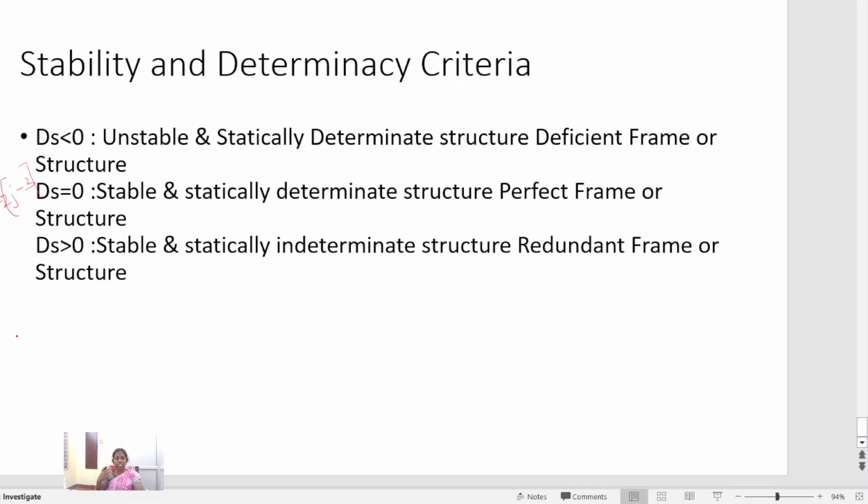The pin jointed structure means it indicates truss members. So with this, we conclude statically indeterminate structures. In the next video we are going to see about kinematic indeterminate structures.